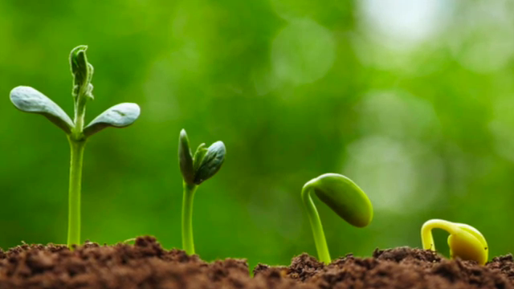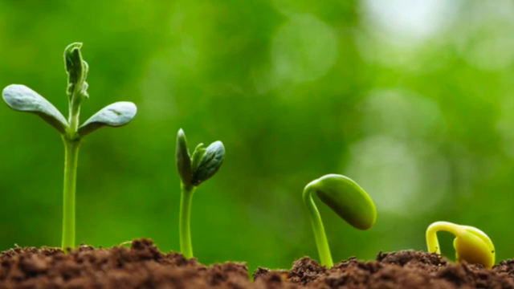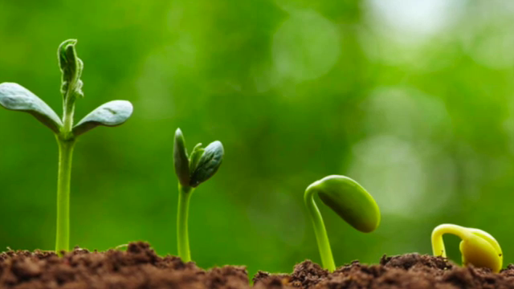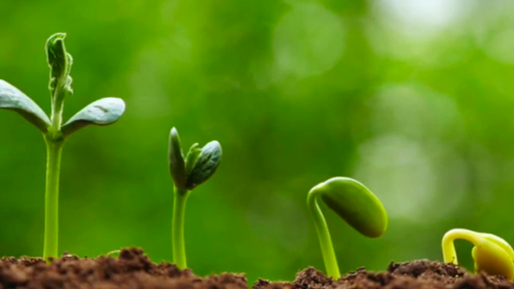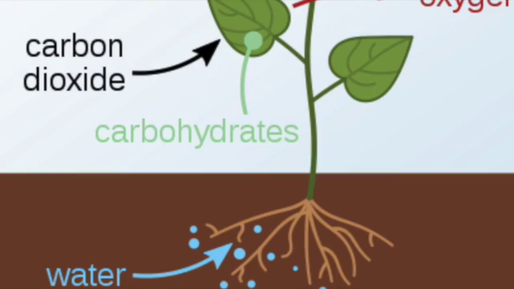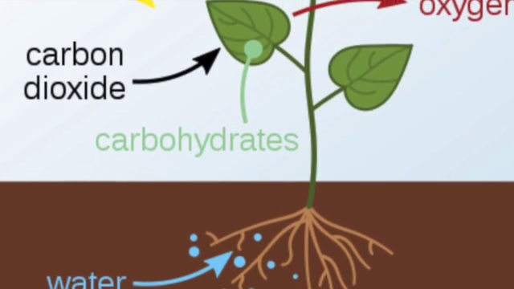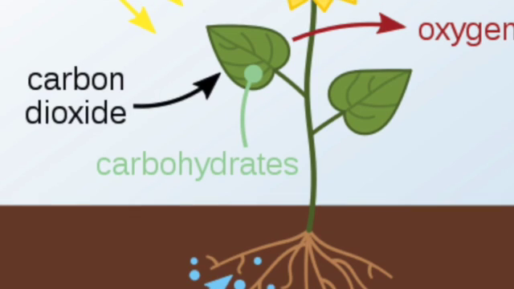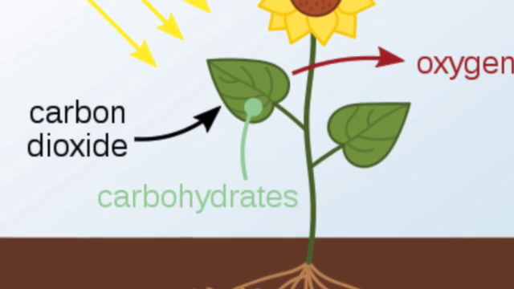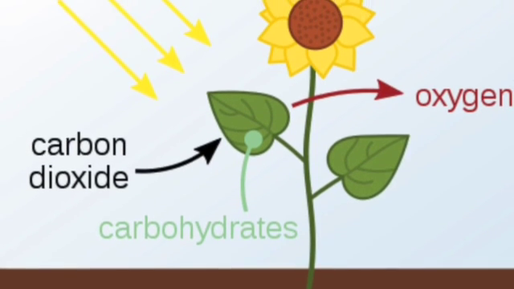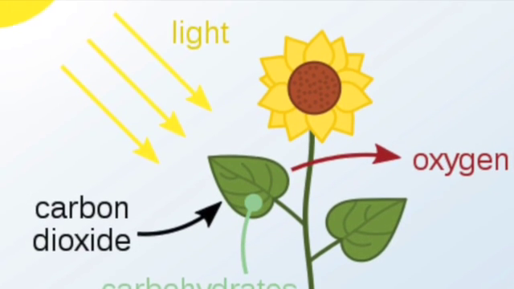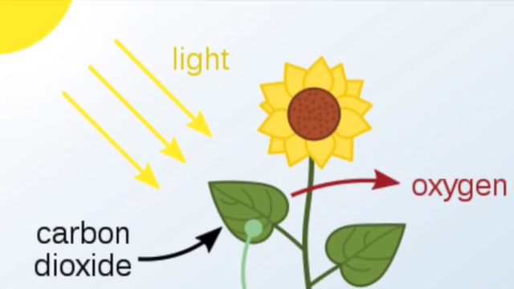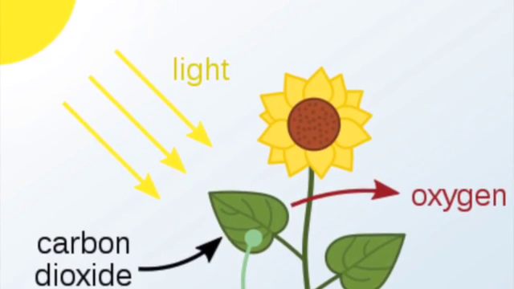To survive, plants need air, water, nutrients, and light. Every organism has its own way of making sure its basic needs are met. Plants use photosynthesis. Photosynthesis is the process by which green plants and some other organisms use sunlight to synthesize foods from carbon dioxide and water. Photosynthesis in plants generally involves the green pigment chlorophyll and generates oxygen as a byproduct.